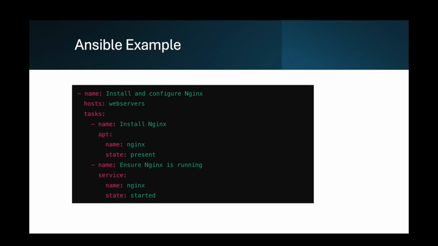Here is an example of a YAML configuration file for Ansible, where you provide the name, in this case install and configure nginx. The hosts are web servers. You specify the tasks that need to be done for the deployment process, where it's saying the name of the particular task, the app, which is name and state, then the name of the next one, the service that needs to run. So that's how Ansible is configured using a YAML file here.